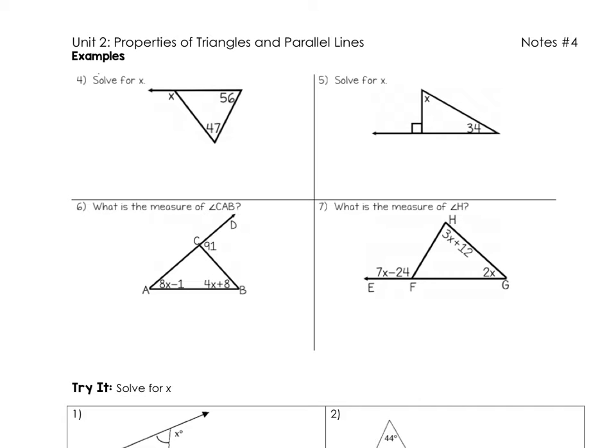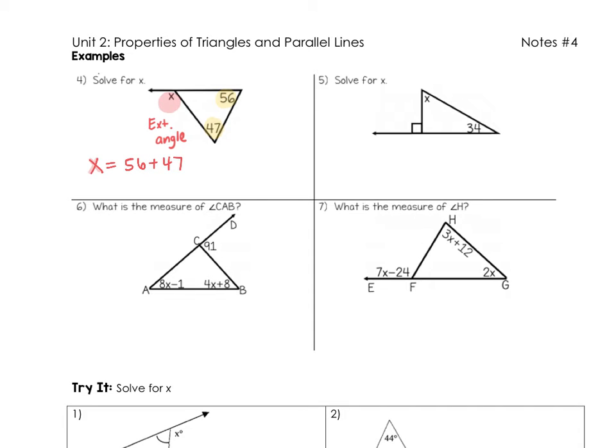So notice in number 4, we're going to solve for x, and x is an exterior angle, so I'm just going to make a note of that. I'm going to abbreviate. And our two remote interior angles will be the 56 and the 47. So our equation will be x is equal to 56 plus 47.